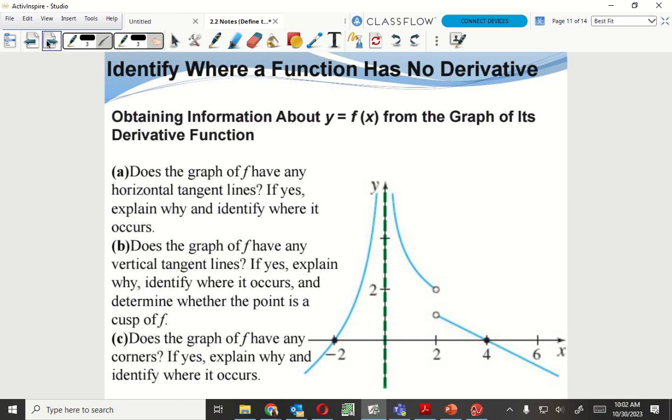Okay, does the graph have any corners? That's what we're looking for, the corners. If yes, explain why and where. So see this thing right here? Is it continuous? No, it's not continuous. Can I take a derivative at 2? No. Can't take a derivative because I would be looking for the slope here and the slope here at 2 in different locations. Derivative means slope of the line.